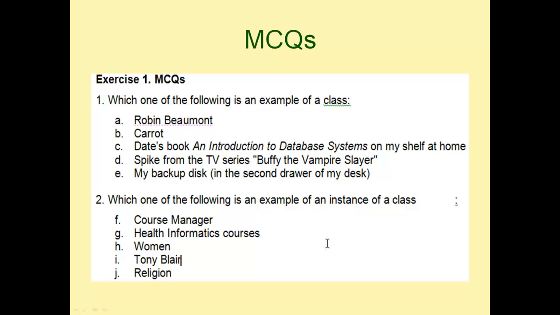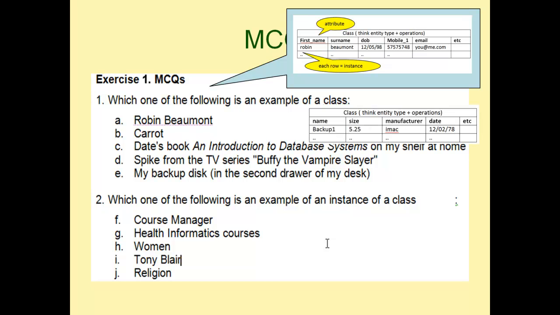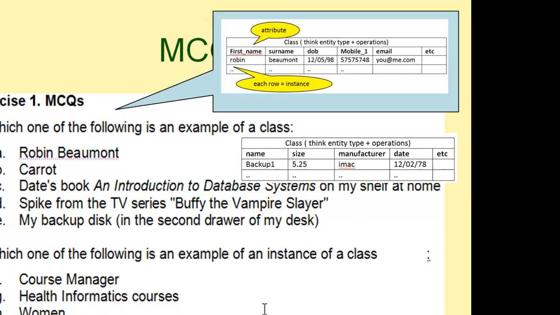Well, I haven't been cloned, so I think we can rule out A, and we can refer to A as being in the table that I started off before. So if you think about it, Robin Beaumont has a name, a surname, a date of birth, a mobile number, and an email address. Well, that would be one row, Robin Beaumont, which would be an instance of probably something like person or male or something like that. Similarly, if we look at the backup disk example there, that would also be one row in this idea of drawing the tables of instances. So we can definitely say that A and E are instances rather than classes. And we can do the same thing with C and D.